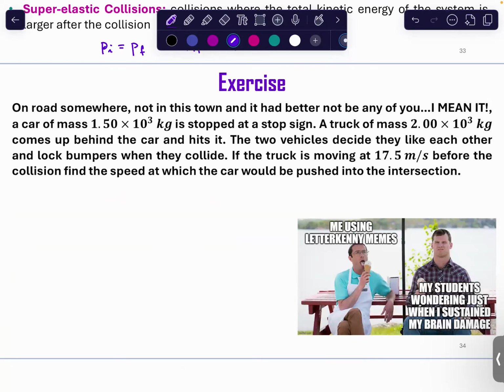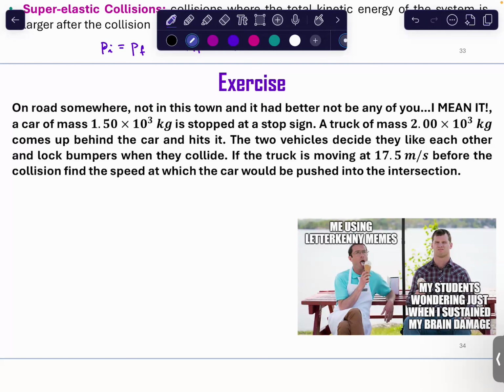Okay, so let's say out on the road somewhere we have a car that's essentially 150 kilograms stopped at a stop sign. A truck that is 200 kilograms comes up behind and hits the car. The two vehicles stick together and they slide into the intersection. Initially the truck is moving at 17.5 meters per second. What is the speed at which the car would be pushed into the intersection? So this is a question that's demonstrating a perfectly inelastic collision.